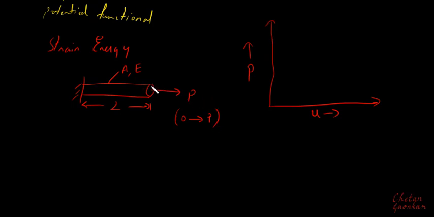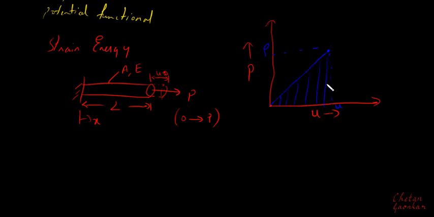And in that process, this bar will undergo some extension, and let us call this extension U. Now, as I'm applying this load from zero, it will start extending in the direction of X, and then at the maximum load P, it will have the maximum deformation U. So as I'm gradually increasing this load, the deformation in the bar will also increase, and finally at the maximum load of P, I will have the maximum deformation of U, right?